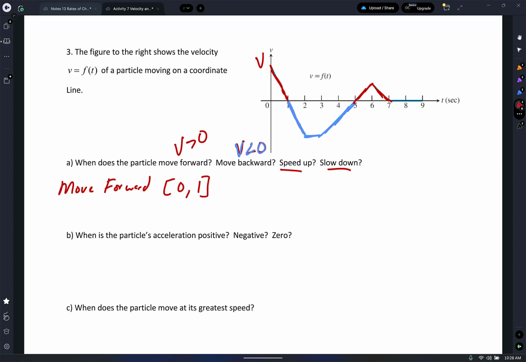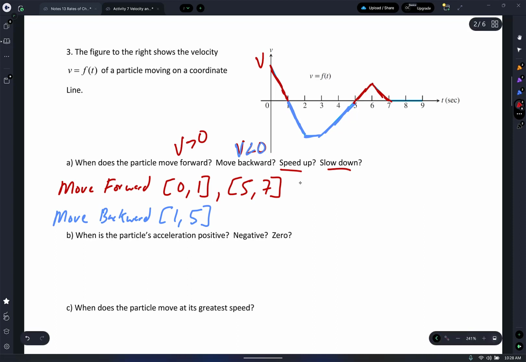Yeah, but you move forward or backwards in an interval. So bracket, comma, 5, comma, 7. Move backward from 1 to 5. Oh, and it looks like that's it. Backward. Backwards. I typed these notes out, so maybe I typed it wrong.